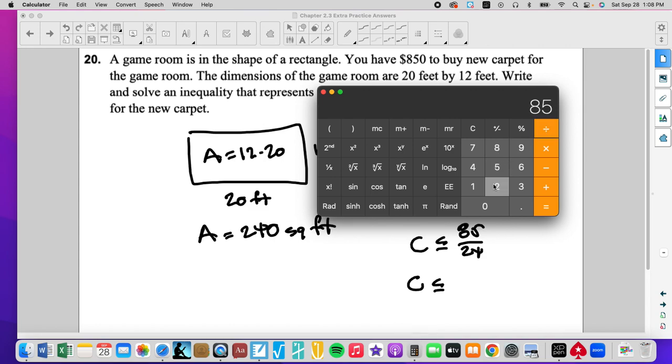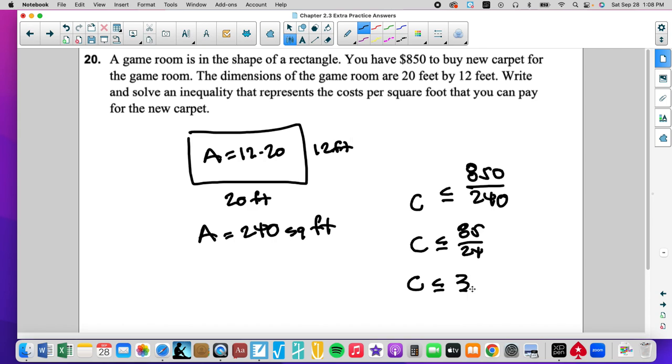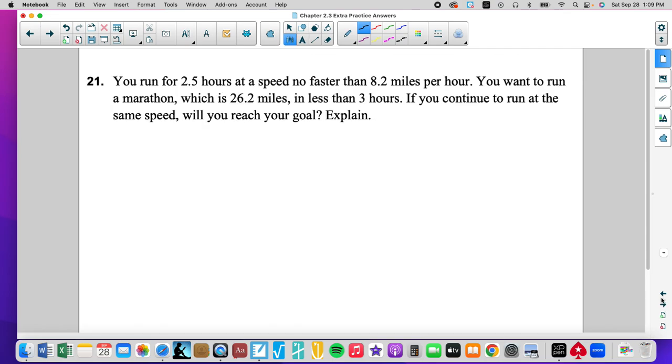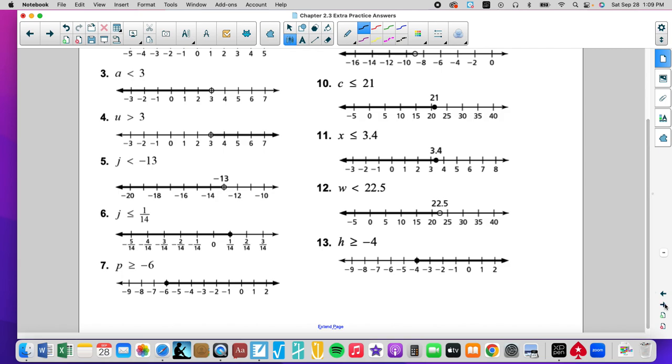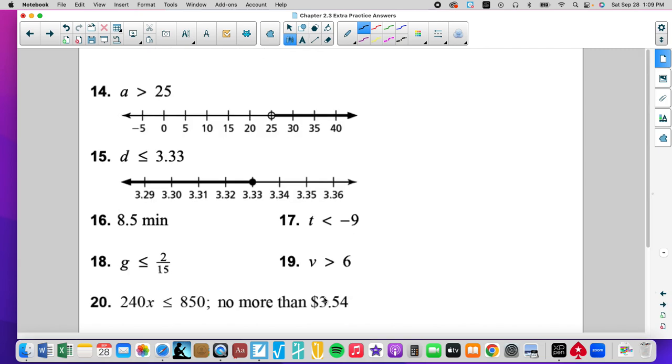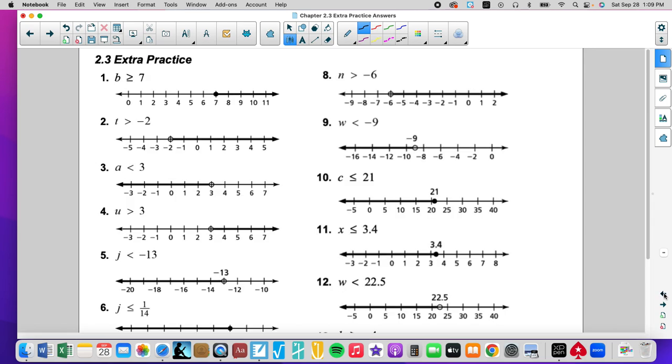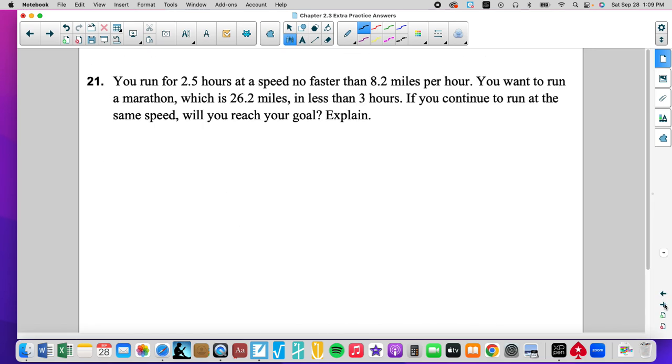85 divided by 24 is $3.54, so $3.54 per square foot. So cost needs to be that. I mean, that's how I would do it. We'll see. Let's check the answer key. Nope, next page. No more than $3.54. Yes, it has to be less than or equal to. Yay. We love it when we get problems right.